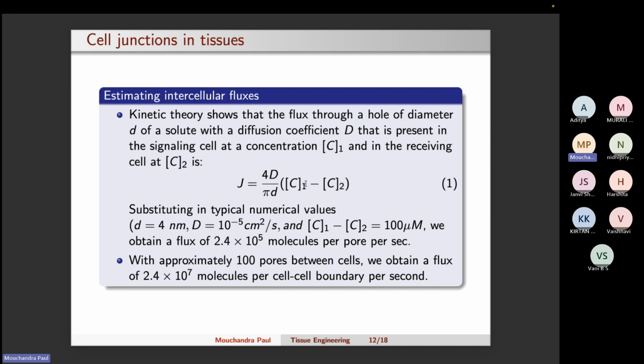Similarly, if the concentration gradient increases, it means there is a very strong concentration gradient. One side there are a lot of molecules, another side there are zero molecules. The direction of the movement, I think you can obviously understand, is from the high concentration region to the low concentration region. But in that case, the flux will also be high. More molecules will pass through per pore per second.